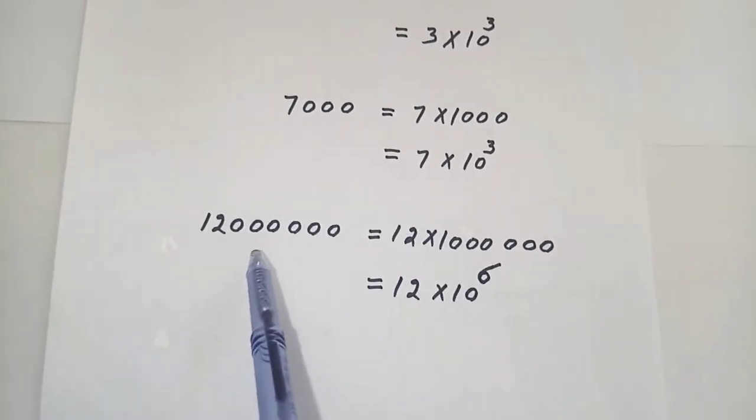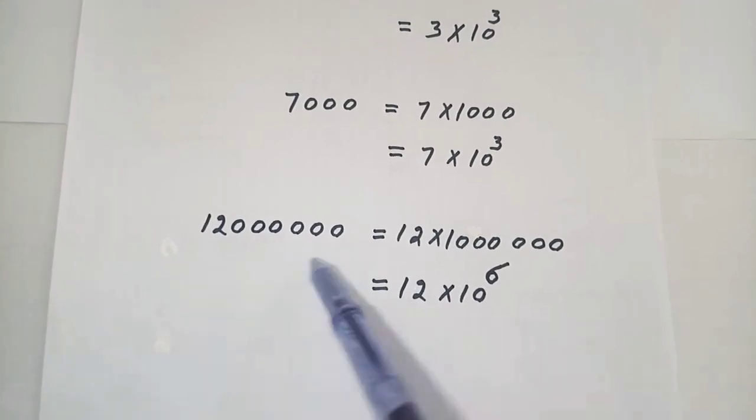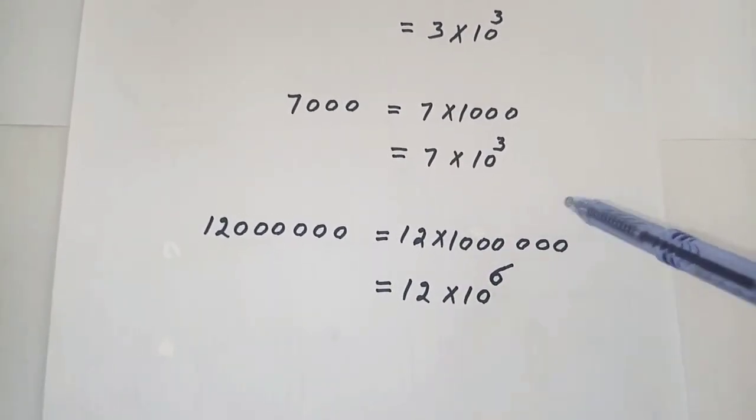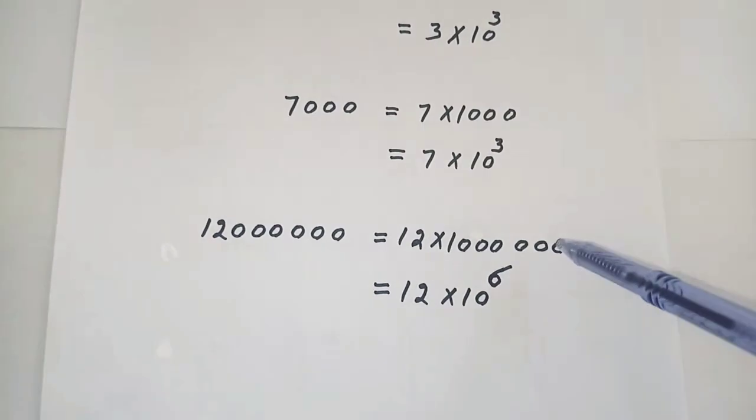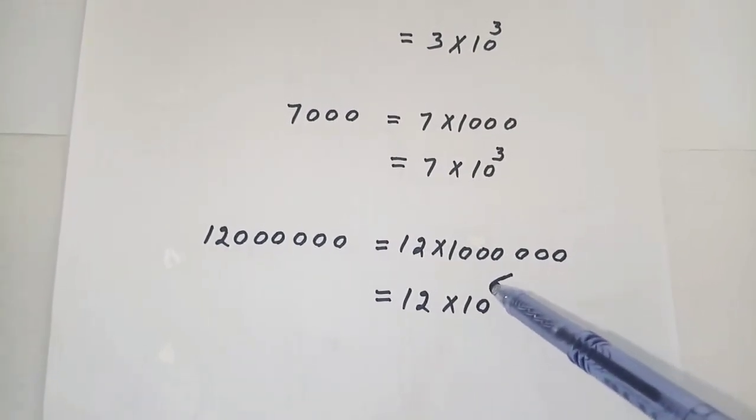Also this number is a very big number, so it can be written like this. And then 12 is here. Here are 6 zeros. We can write 10 power 6. You note down.